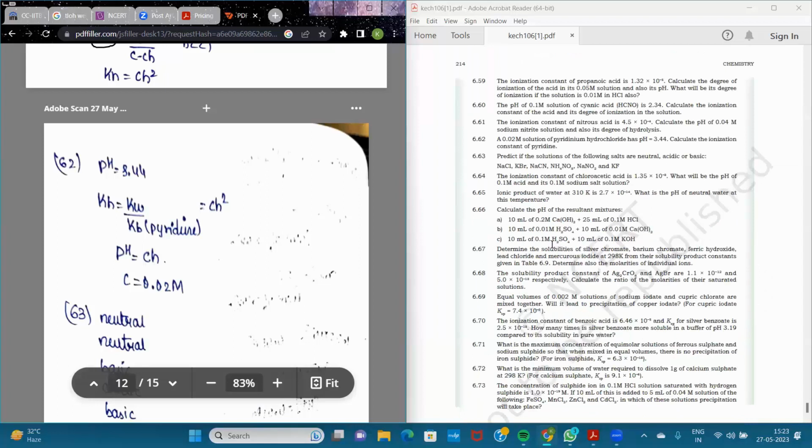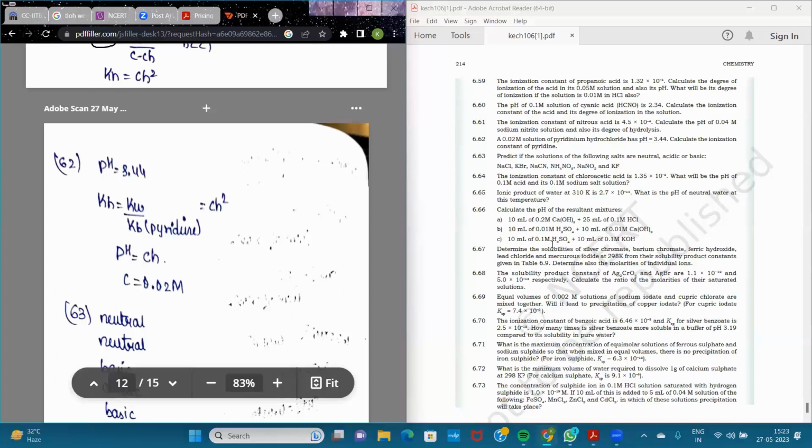For the 63rd question, we need to identify which salts are acidic, neutral, or basic. NaCl is a salt of strong acid and strong base, so the salt is neutral. For KBr, in a similar way, the salt is neutral. NaCN is a salt of weak acid and strong base, so on hydrolysis, we'll form a basic solution.